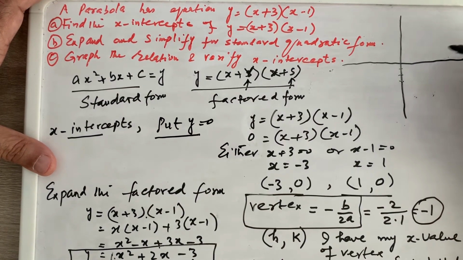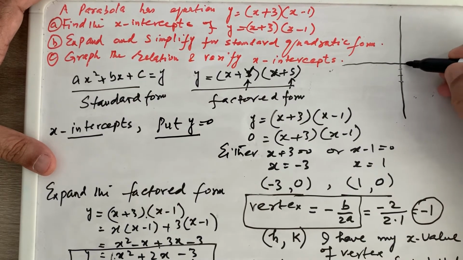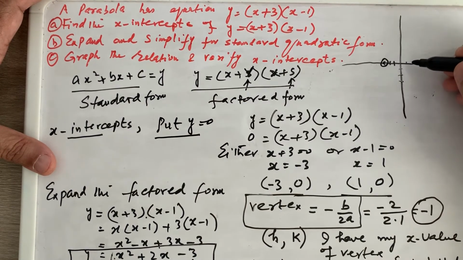Then I have x-intercepts. What I have is minus 3, 0. So minus 3, 0 means minus 3, 1, 2, 3, minus 3 and 0. So graph is passing through here. And then 1 and 0. So graph is passing through 1 and 0. So 1 and 0 is here, right?